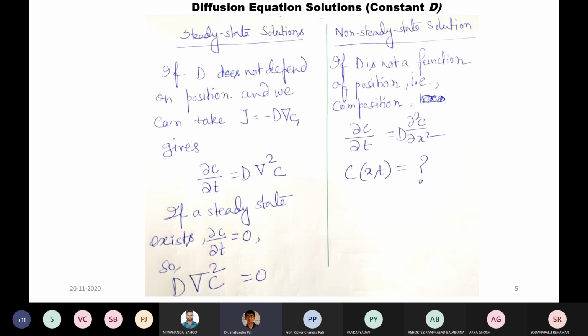The simplest case, if you look at the Cartesian coordinate, is D into del square C by del x square equals 0. Now you can solve it and get the concentration at different positions. So concentration is a function of the space variable: if it is one dimensional then only x, if it is two dimensional xy, and if it is three dimensional xyz.